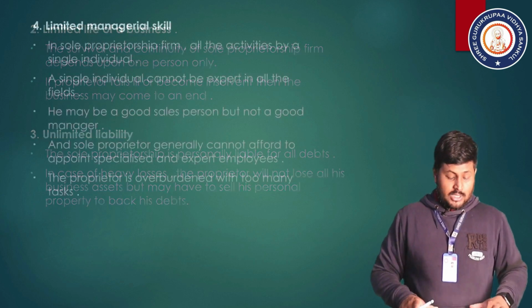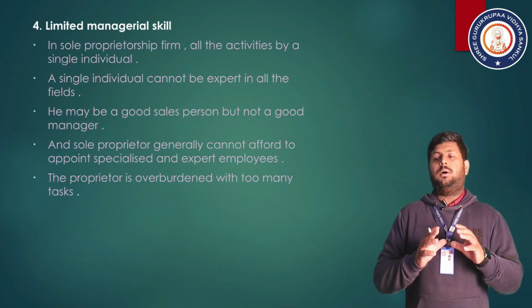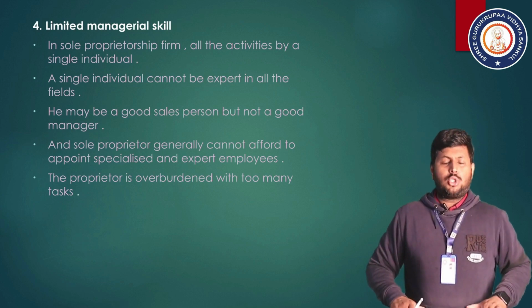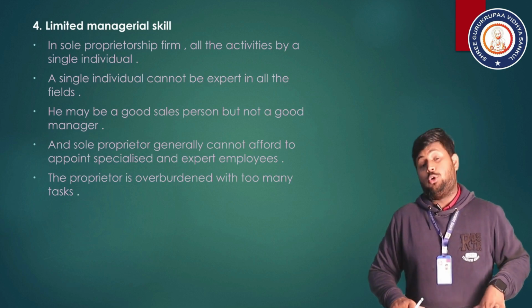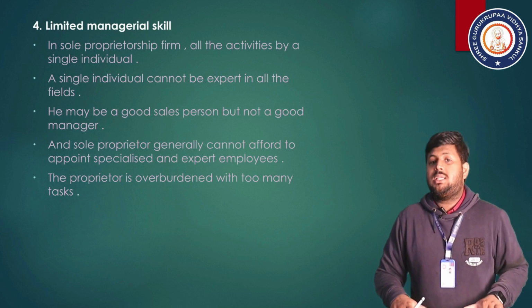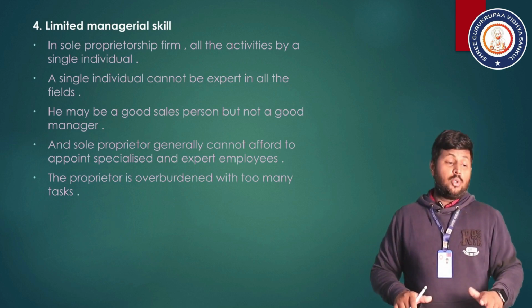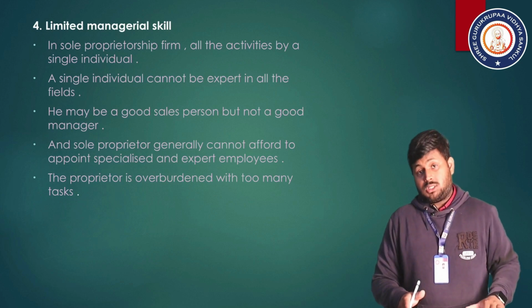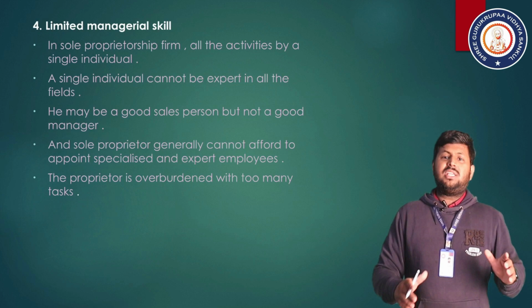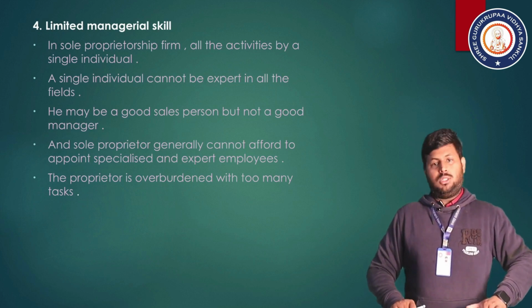Now the fourth point is limited managerial skill. See, one person cannot be good at all things. If you are a good cricketer, it is not 100% that you will be a good footballer or a good hockey player. If you are good in studies, it does not mean that you are going to be good at each and everything. Someone is good at sports, someone is good at studies, someone is very creative. So each and every person has their own skill. So you cannot be great at all things.